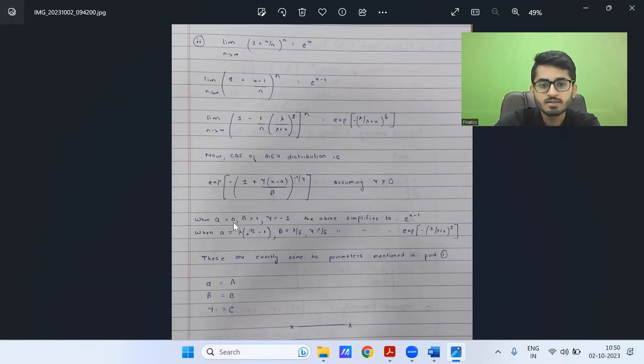So if you put alpha as 0, beta as 1, gamma as minus 1, the above simplifies to e to the power x minus 1. And when you put alpha as this, beta as this, gamma as this, it simplifies to this term. Now you'll understand, if you compare this, alpha is nothing but corresponding to a, which is given in the question. Beta is nothing but b given in the question. Gamma is nothing but C given in the question.